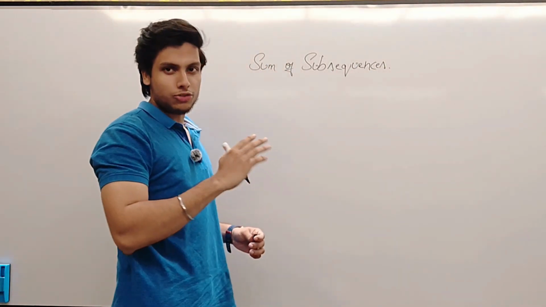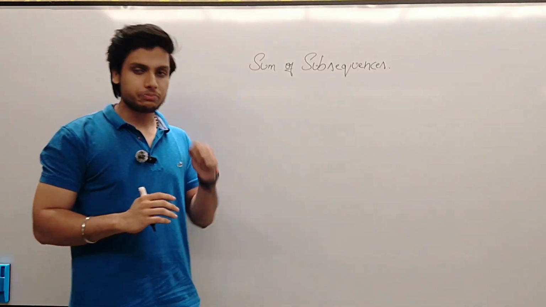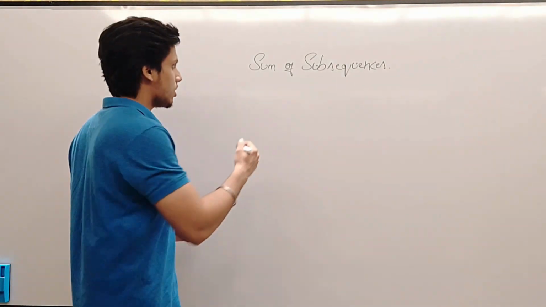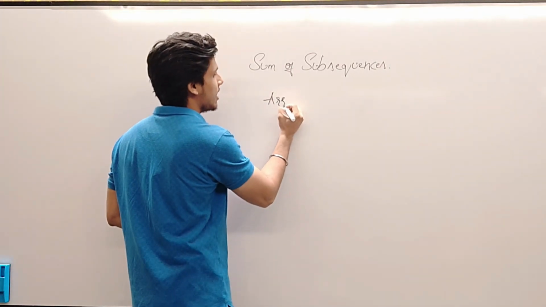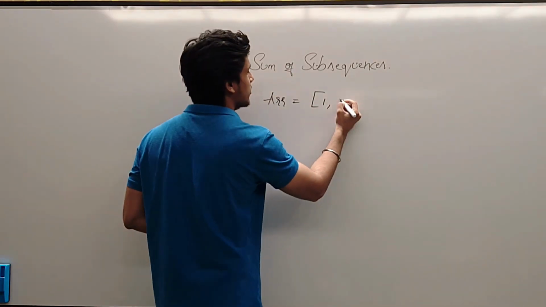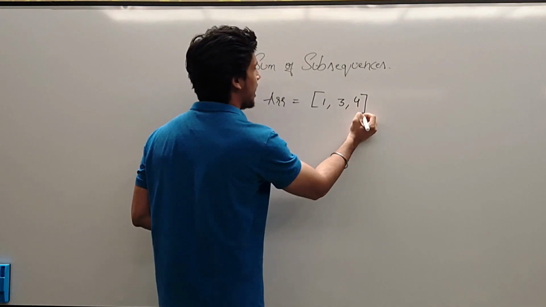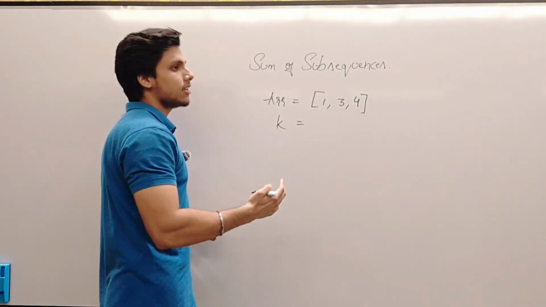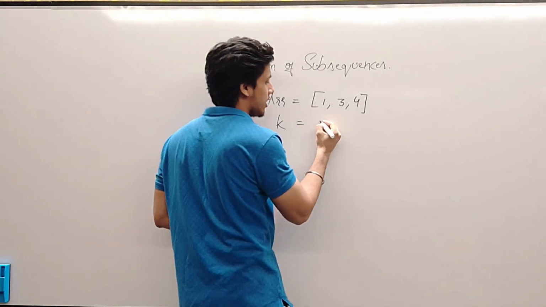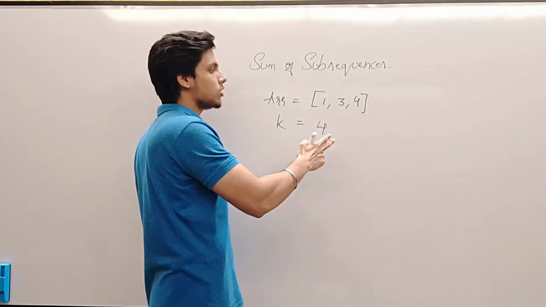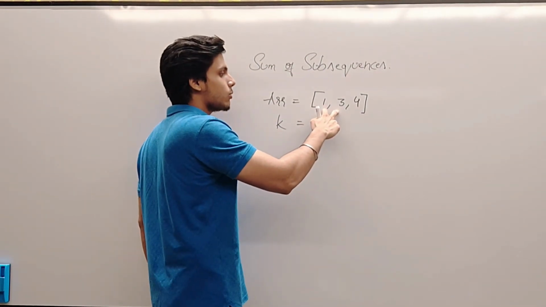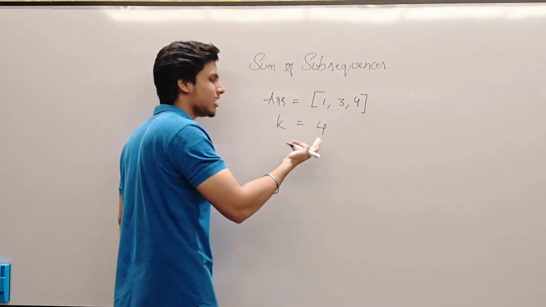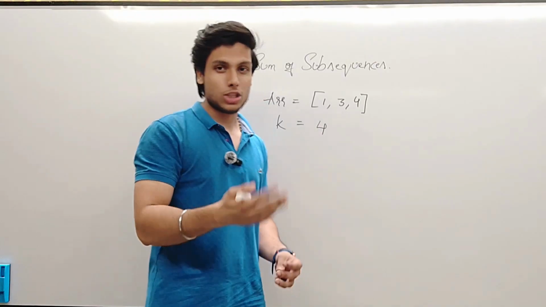I think most of you have solved this kind of problem. So what is the question? The question is simple. Let's say the given array is 1, 3, 4, and you are given one sum k. Let's say k is 4 here. You need to tell whether there exists a subsequence in this array with this sum. If yes, return true, otherwise return false. So that is the question.